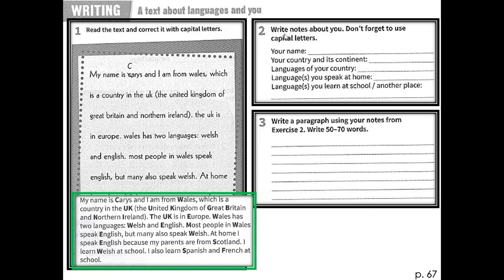Alright, next one is write notes about you. Don't forget to use capital letters. Alright, so this one is about you, so you can fill this one in using your details. But I will also show you a sample here.